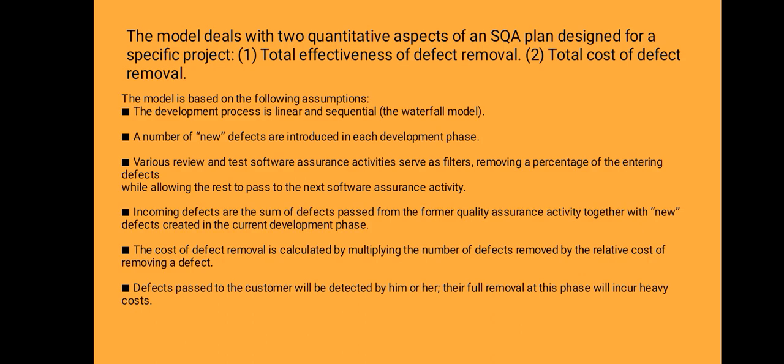The third one is that the various review and test software quality assurance activities serve as filters, removing a percentage of the incoming defects while allowing the rest to pass to the next software activities. Incoming defects are the defects passed from the former quality assurance activity together with the new defects created in the development phase. The cost of defect removal is calculated by multiplying the number of defects removed by the relative cost of removing a defect.